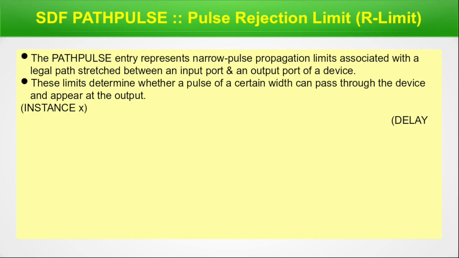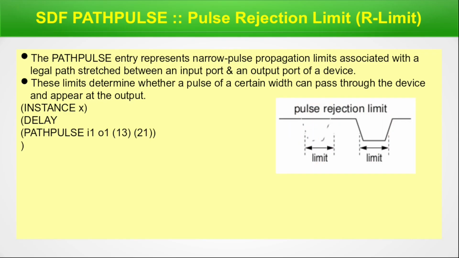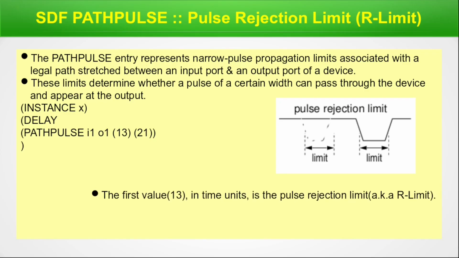Here is the example. I have shown you this example in the main episode, that is episode 9 in the Static Timing Analysis series. In case you have not seen that episode, please go ahead and watch it. So here we complete the example, and here is the infographics for the pulse rejection limit. So here in the picture, you can see that two limits have been defined.